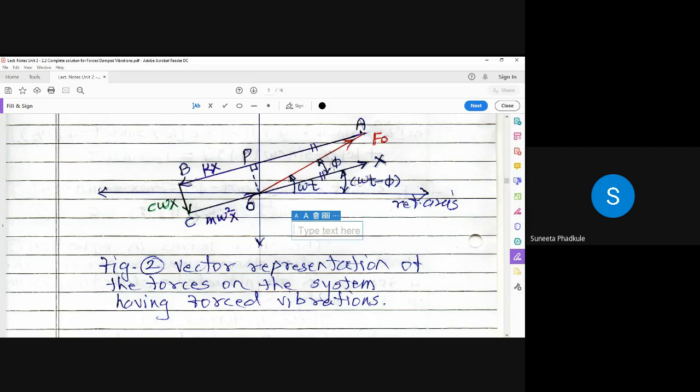The first step is to draw the vector Fo. Then draw the vector of displacement, that is xp, which has magnitude x. So this length denotes the magnitude. And what is the angle? Omega t minus phi. So the angle between Fo and x is phi. What is the meaning of this? Displacement vector x is lagging the force vector by an angle phi. And this is only our assumption.